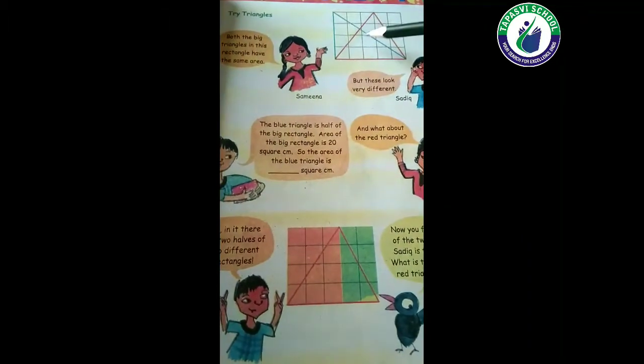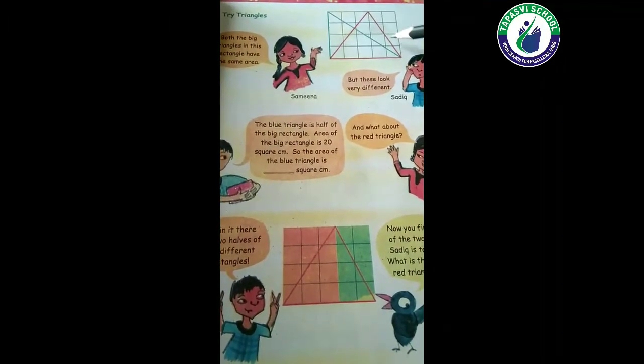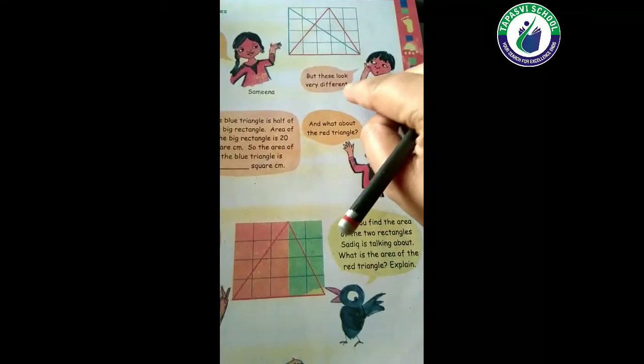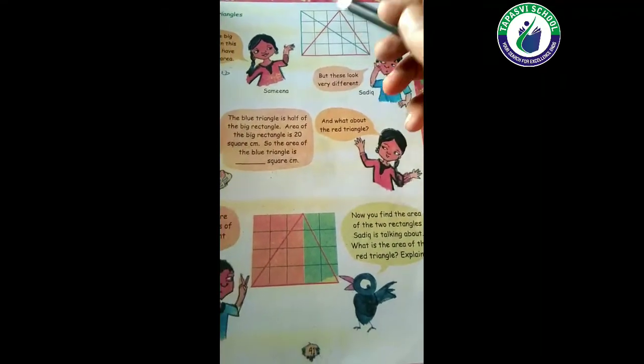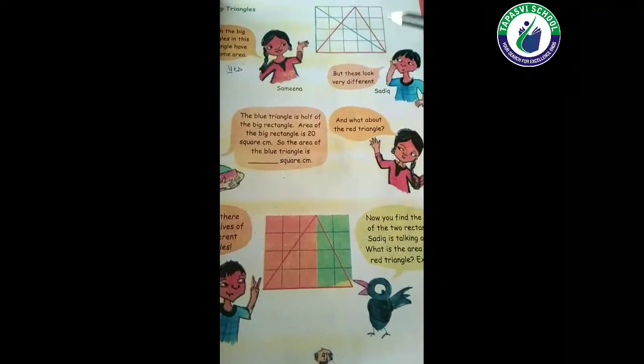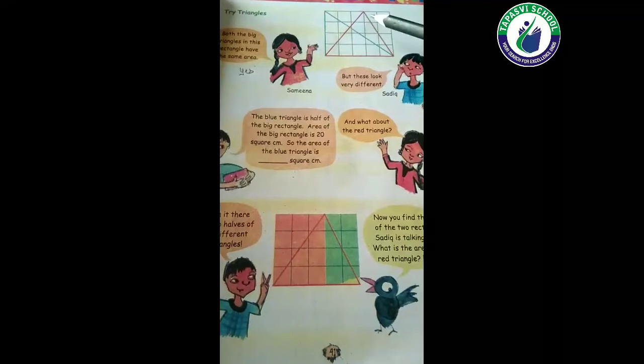Now she is telling that if you can see in this rectangle, both the triangles have the same area. Yes, but Sadiq is saying that but these look very different. See, if you see this blue triangle and this red triangle, then both will look different, students. Both look different, but actually they are both the same, right? The only difference is the drawing.